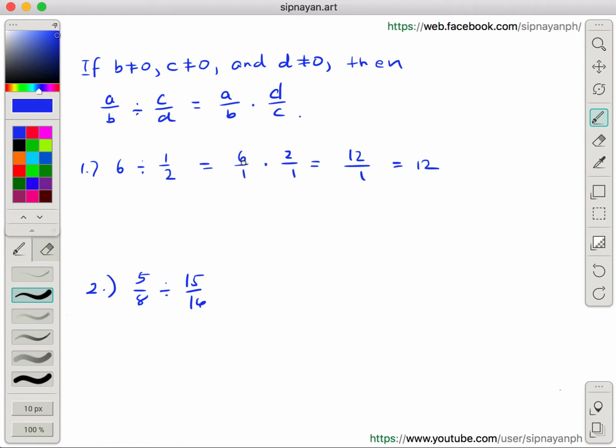So, recall that if we multiply fractions, we multiply the numerator, so 6 times 2, and then we multiply also the denominator. So, yung product ng mga yun yung magiging numerator and denominator ng ating sagot. Next, we have 5/8 divided by 15 over 16, magiging 5/8 times the reciprocal of 15 over 16. This becomes 16 over 15.